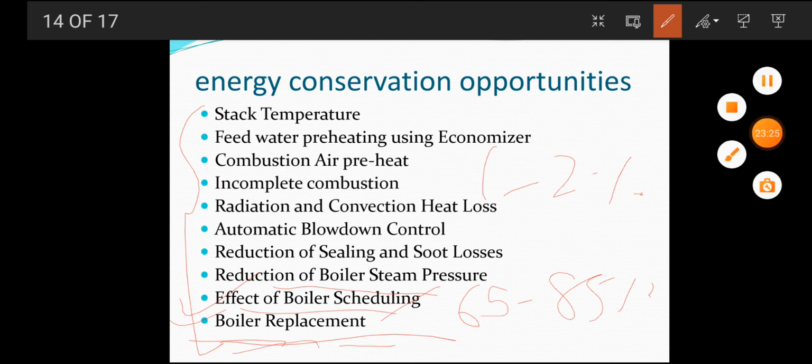So these were the energy conservation opportunities, and we have also discussed various factors for boiler tube failures, and we also saw one example. So next time we will see boiler startup and shutdown, and that is the last topic of this boiler energy conservation. So thank you very much.